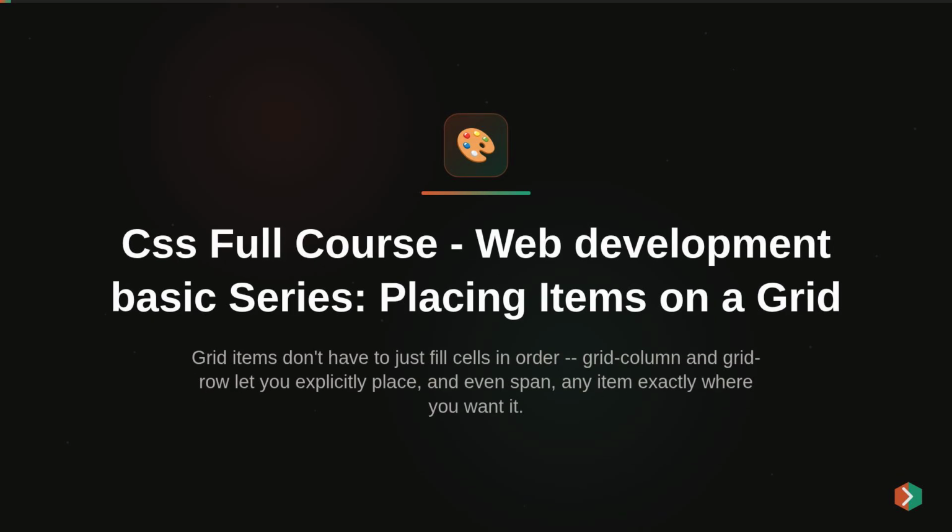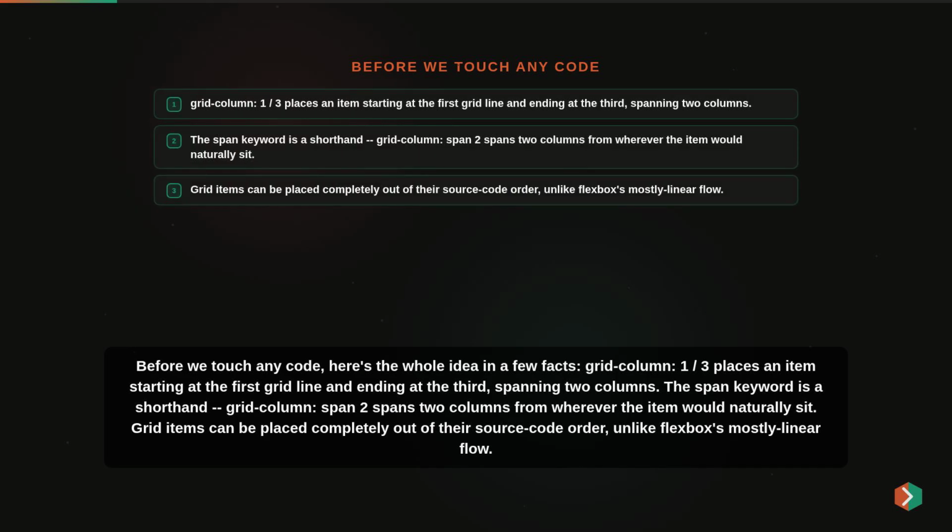Grid items don't have to just fill cells in order. Grid column and grid row let you explicitly place and even span any item exactly where you want it. Before we touch any code, here's the whole idea in a few facts.